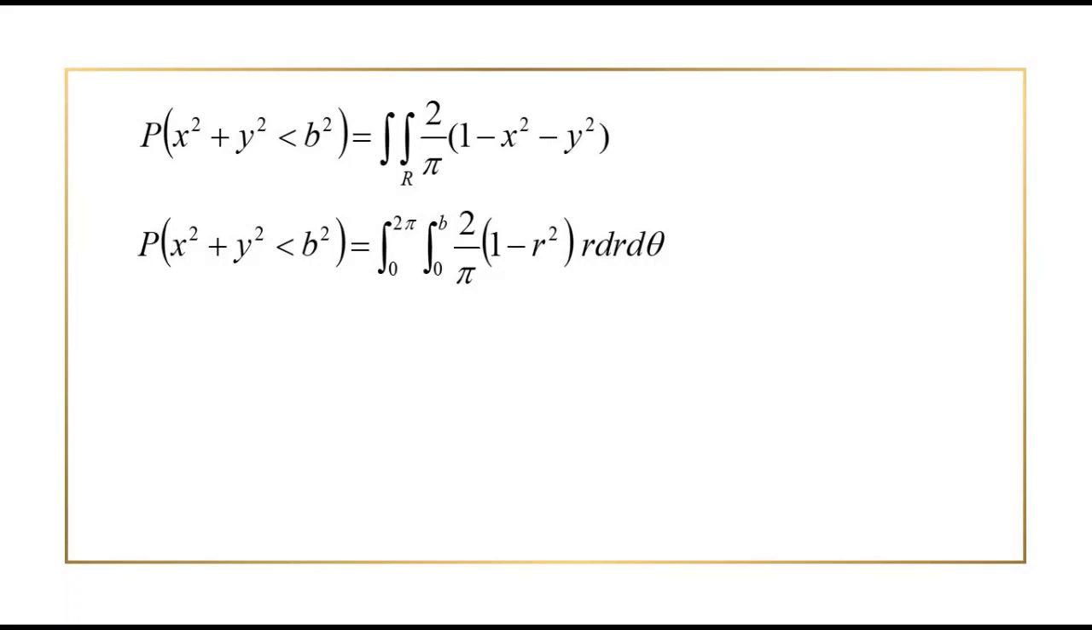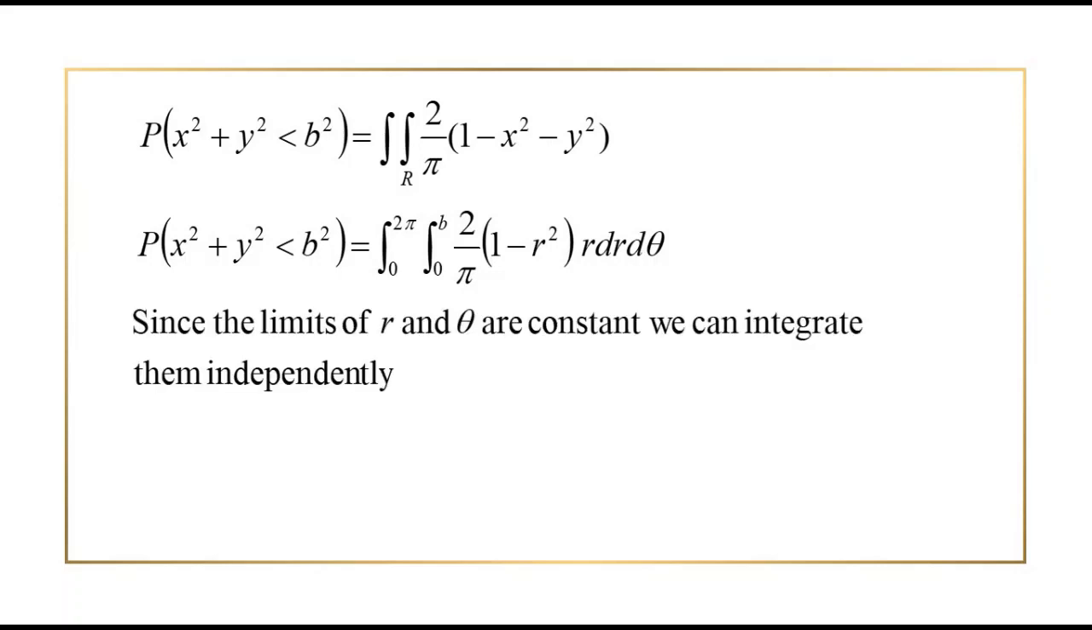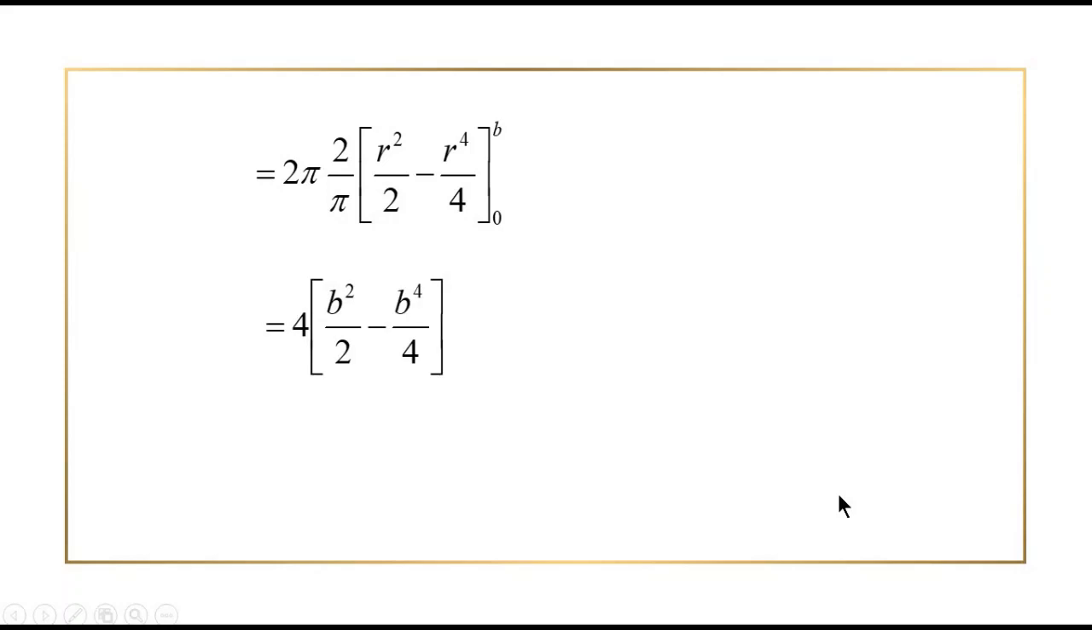Upon integrating this, since the limits of r and theta are constant, we can integrate them independently. The function of theta I am integrating independently, the function of r also independently, and you get the answer as b square into 2 minus b square. So this is the answer of the probability.